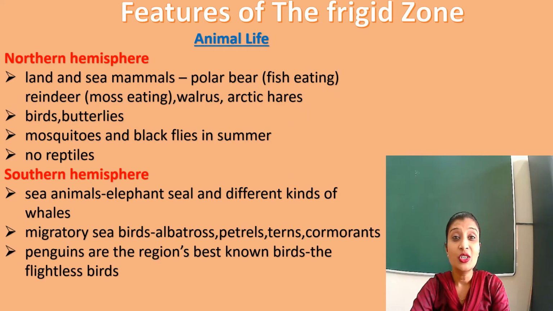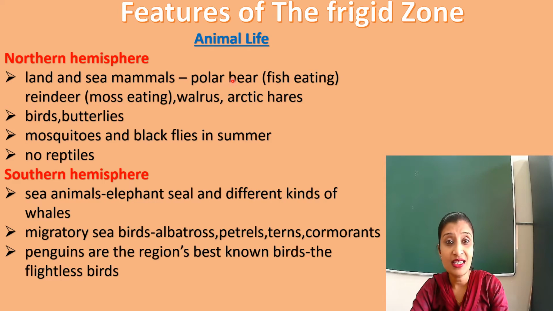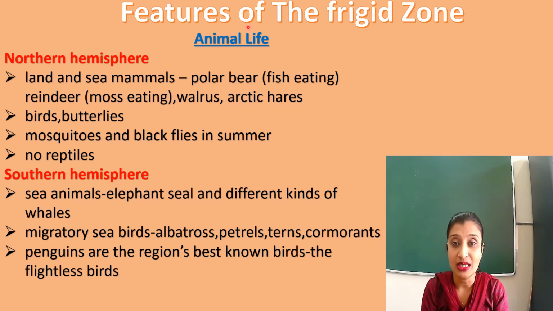So children, today we will study another feature of the frigid zone, the animal life. Now children, in the northern hemisphere, you will find land animals and sea mammals. Animals which live on land and sea. And mammals means animals who have mammary glands. You will learn about the mammary glands in science. Animals who give birth to their young ones are mammals.